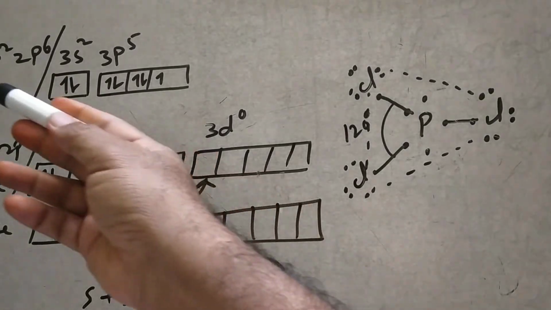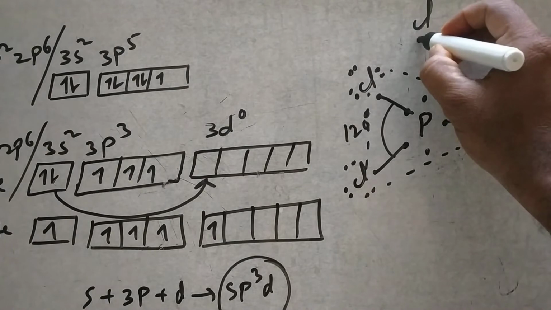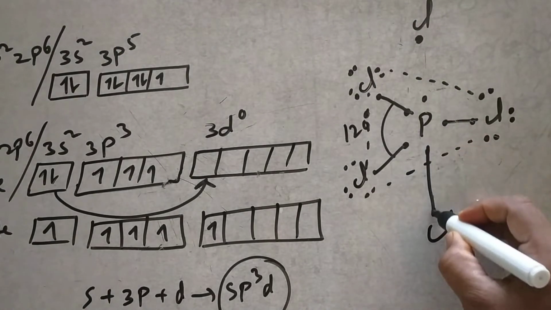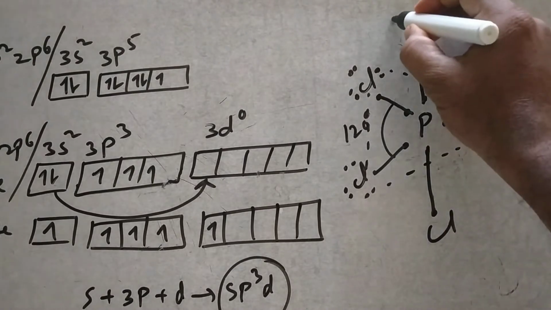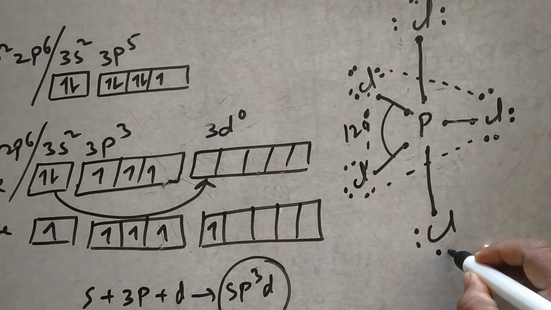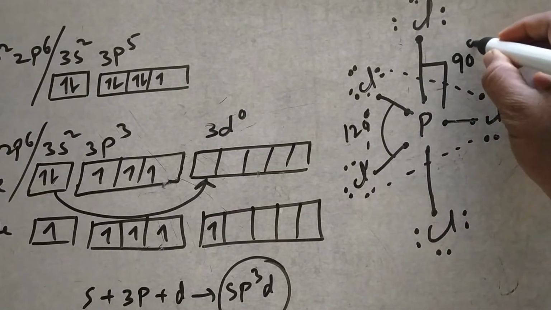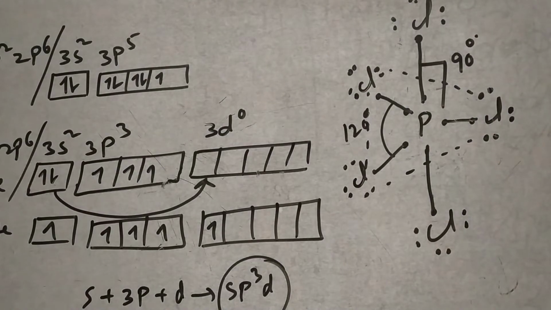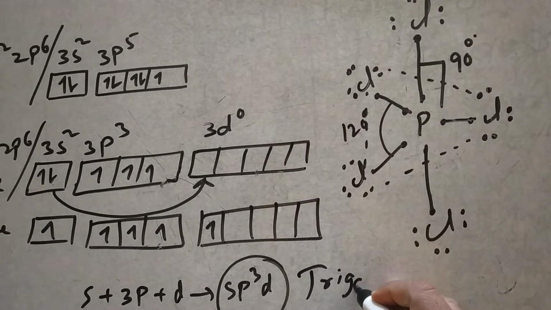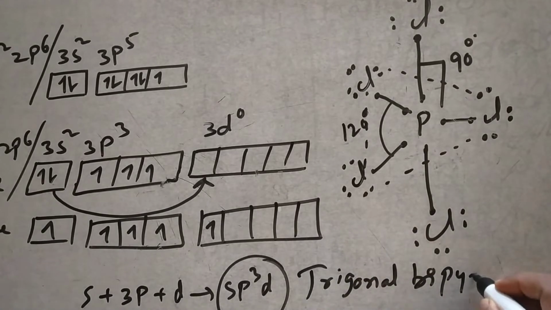Then what about the remaining chlorine? Means 2 chlorine atoms are there. So these 2 are perpendicular to this plane, like this. These are exactly perpendicular. We can call it 90 degrees. So the shape of the molecule is trigonal bipyramidal.